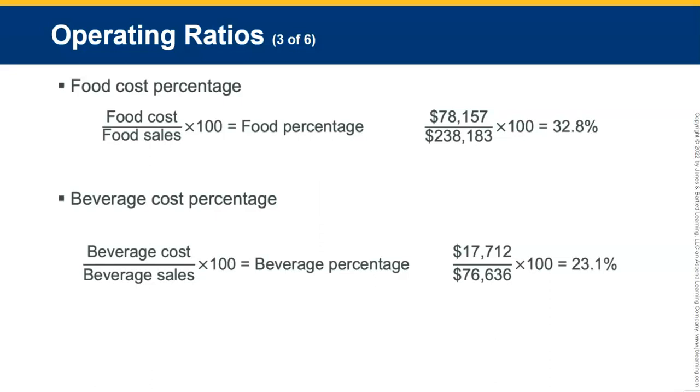We can also look at the beverage cost percentage, and the formula looks very similar to the food cost, except take out food costs and food sales and replace it with beverage. So the formula is beverage cost divided by beverage sales multiplied by 100 gives us our beverage percentage. If we take $17,712 as our beverage cost and divide it into $76,636 for our beverage sales multiplied by 100, we will get 23.1% is our beverage cost percentage.